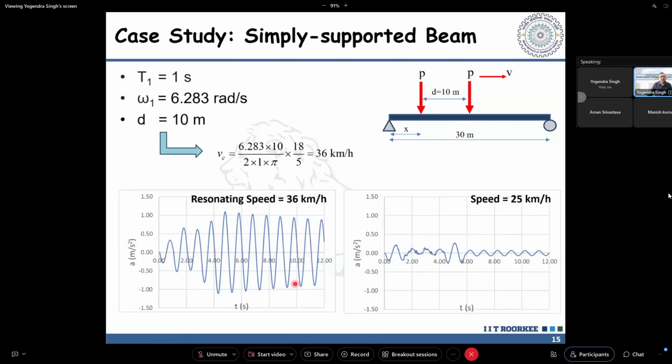Now, this is the acceleration response, and we can see that the acceleration response goes on building with time till 4 seconds when the load is on the bridge, and after that, it reduces because of the damping, in the free vibration phase. When the load is on the bridge, the acceleration is building up, getting added up in each cycle, until both the loads cross the bridge. Now, this is at 36 km per hour. At 25 km per hour, you can see that this building up of the response does not take place because the responses due to the two loads are out of phase, and they cancel out each other.